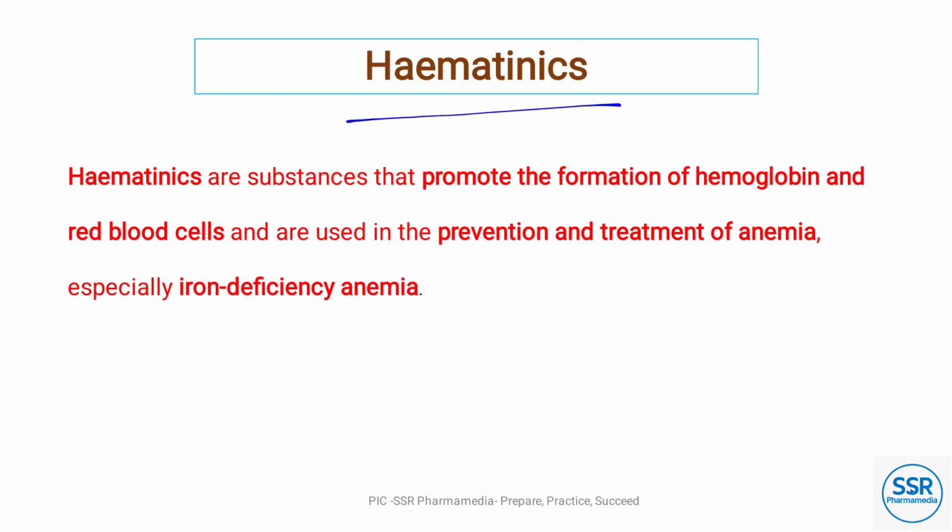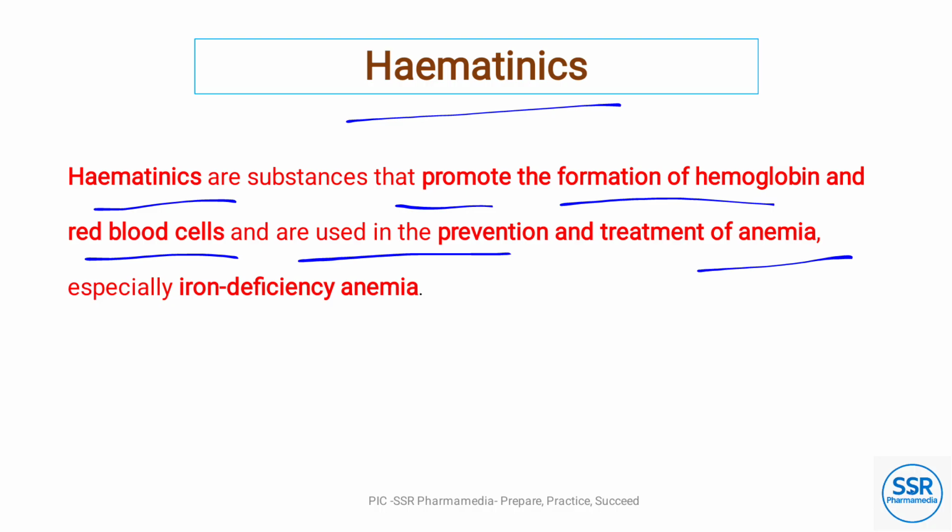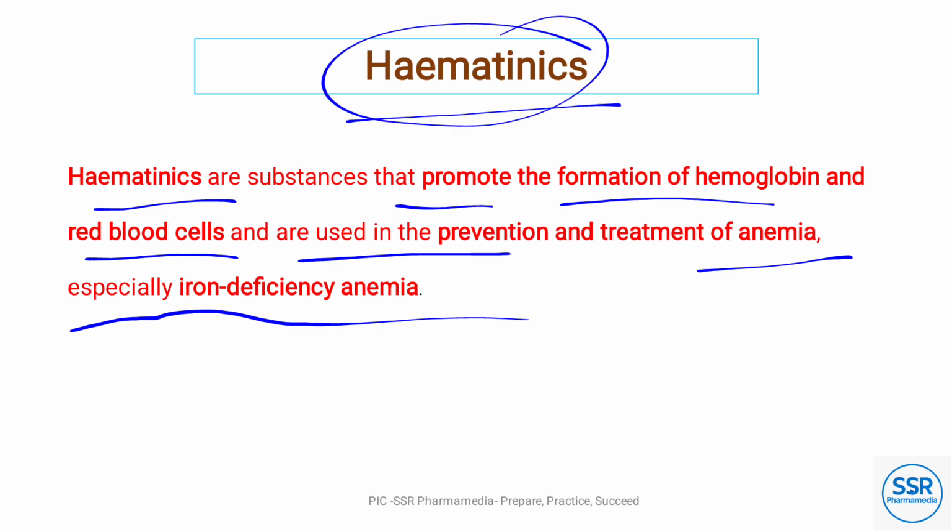Then what is hematinic? Hematinics are substances that promote the formation of hemoglobin and red blood cells and are used in the prevention and treatment of anemia, especially iron deficiency anemia. So hematinics is used for iron deficiency anemia only. There are different types of anemias, but hematinics is used for iron deficiency anemia.